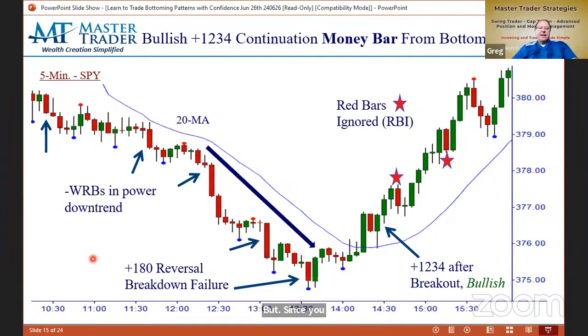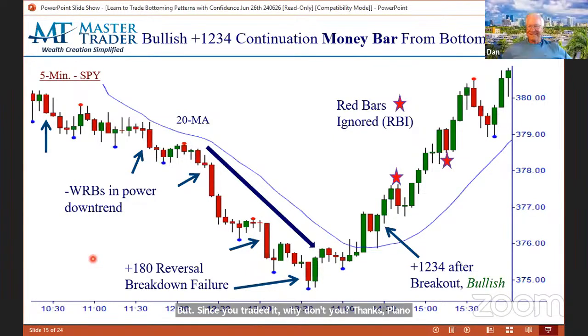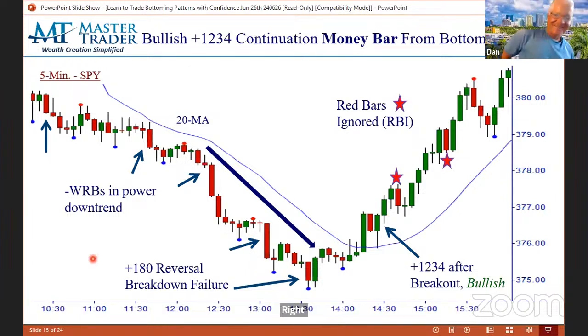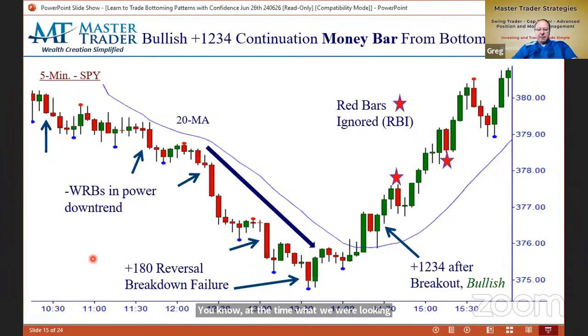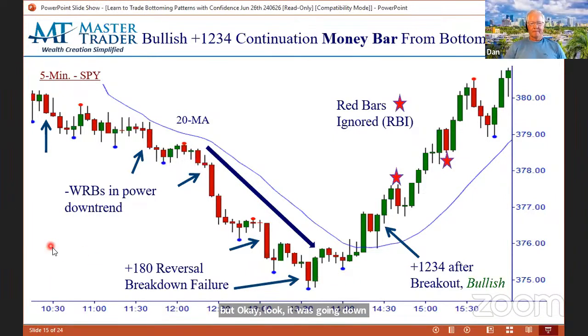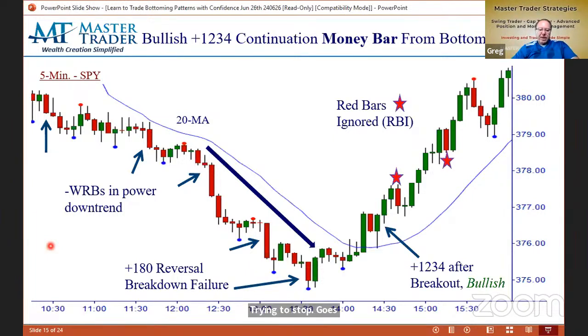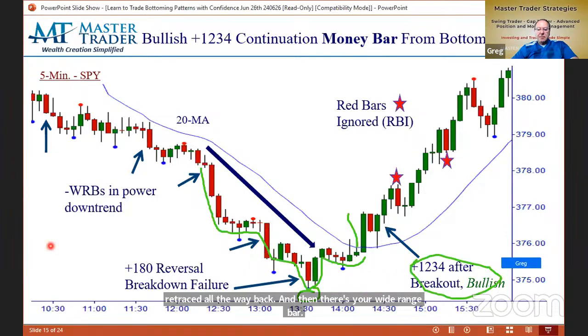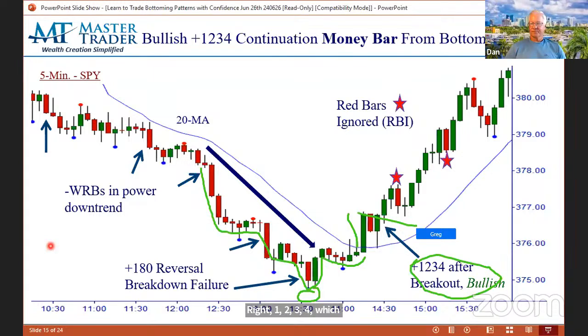Yeah, it's the same thing in a different time frame. I don't remember what we were looking at intraday at the time, but look, it was going down. Breakdown failure. Goes down further. The breakdown failure. It begins to bottom out there. So this was your first indication, when it retraced all the way back. And then there's your wide range bar, right? Here, 1, 2, 3, 4, which I've explained a couple of times. There it is. Take the trade.